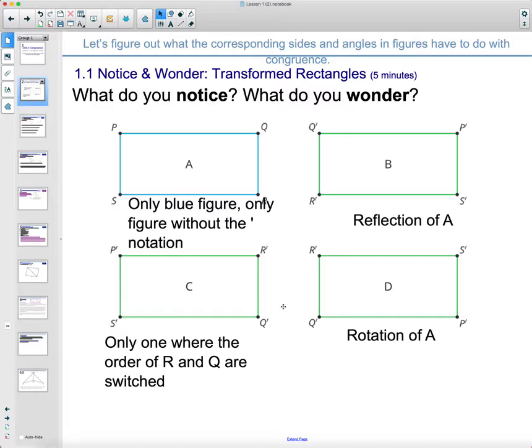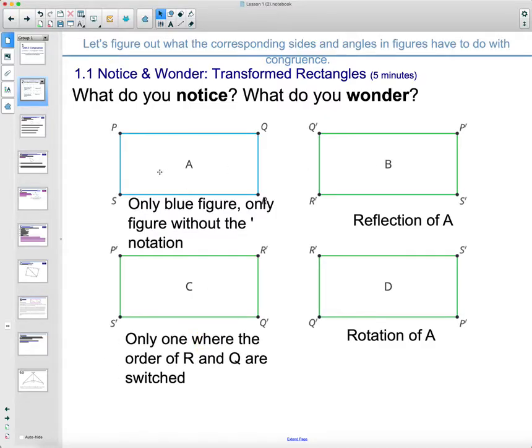And certainly you could have noticed some other things. Why is the order like that? Is there a transformation that takes A to C? So we saw a reflection that took A to B, a rotation took A to D. Is there something that takes A to C? Anything like that?